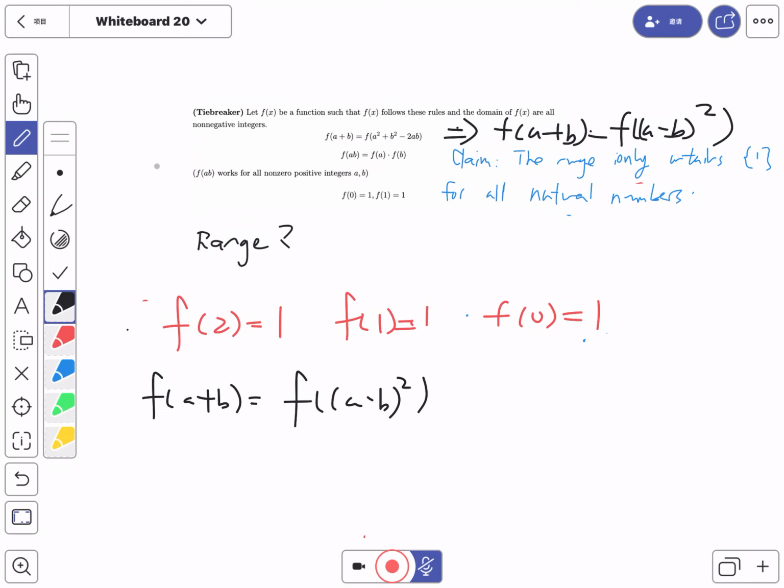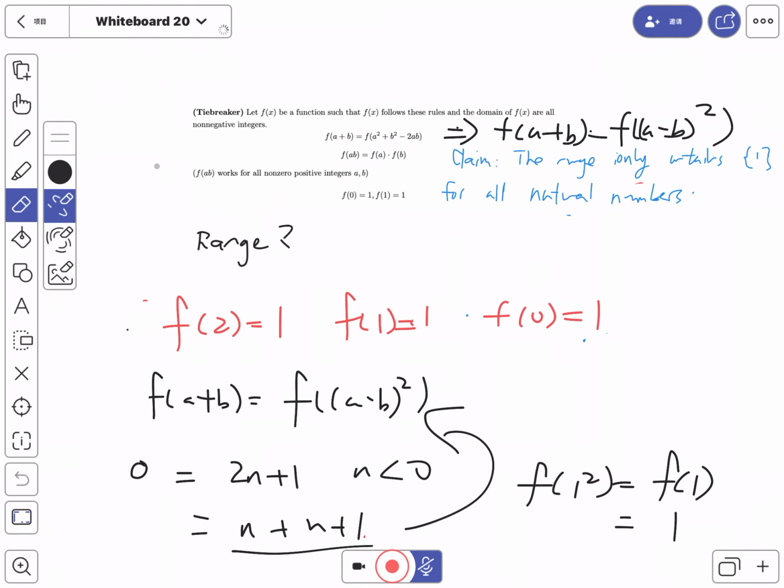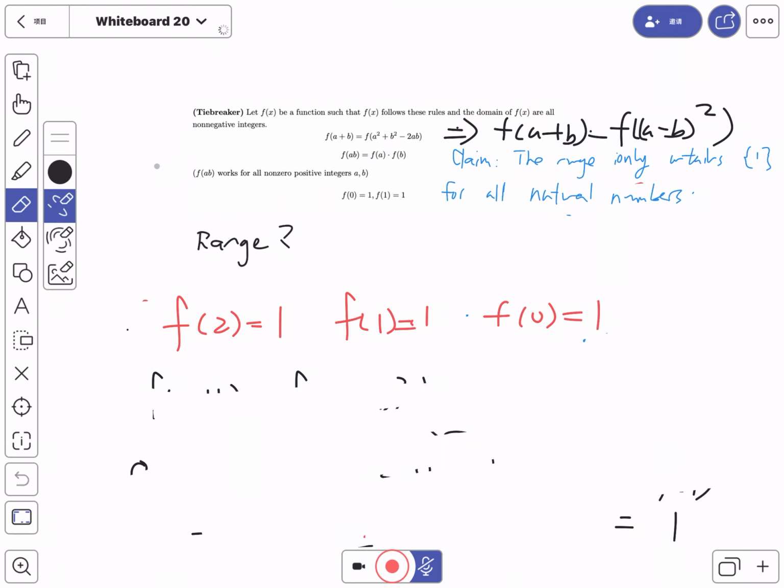So for all odd numbers, that's called O, it can be written as 2n plus 1, and it's less than O, which can be written as n plus 1, because we split 2n plus 1 into n and n plus 1. Then we can see that if we plug it into here, then we're going to have f of 1 squared, which is equal to f of 1, which is clearly equal to 1. So we're done for the proof for all odd natural numbers.